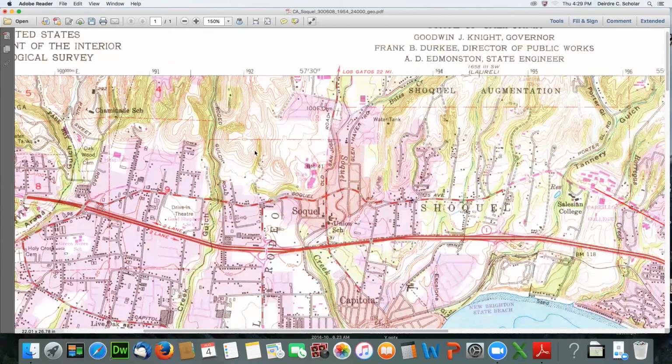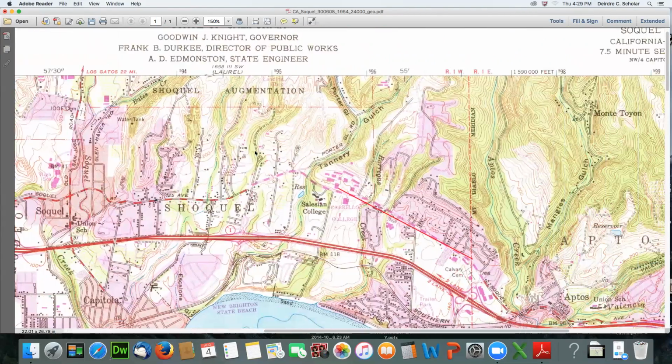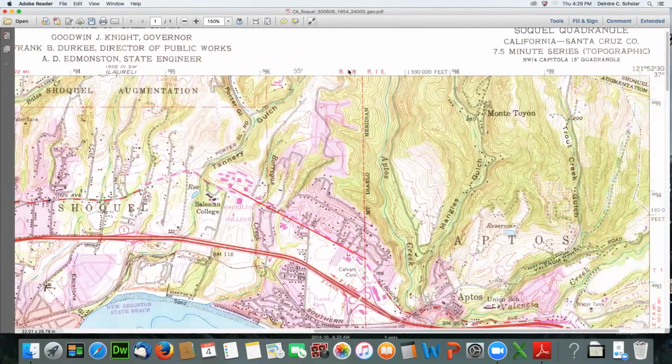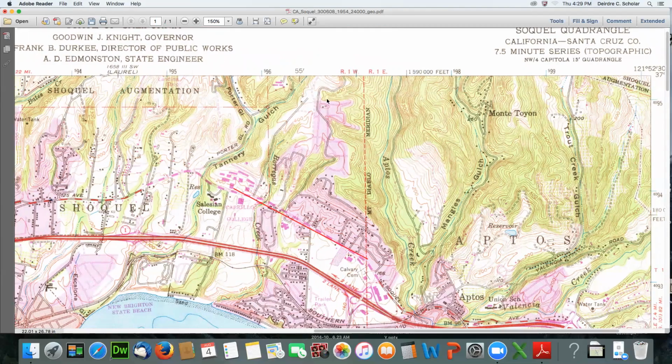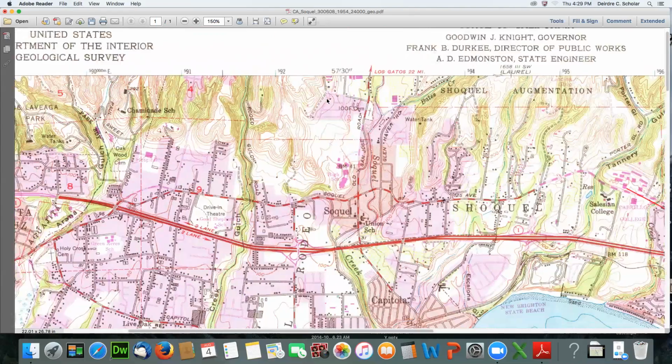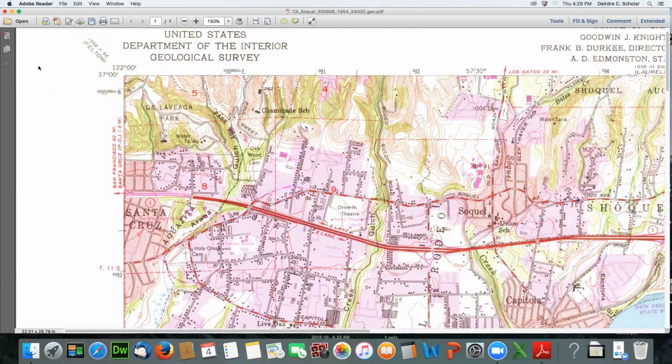The range number is going to be on the top or the bottom of the edges of the map, again in red lettering. Because we're west of the Mount Diablo meridian, we are in range 1 west. And again, that extends for 6 miles, so we don't actually see range 2 west yet. That would be off the map.